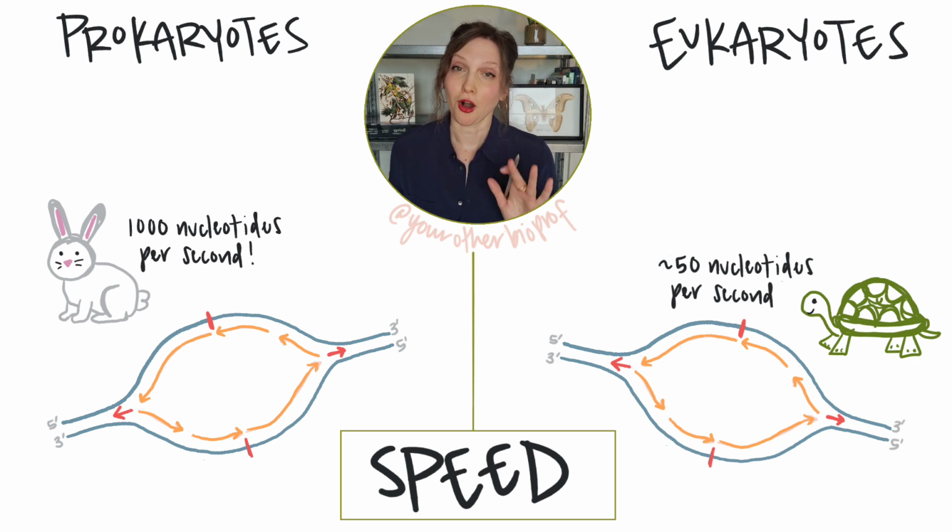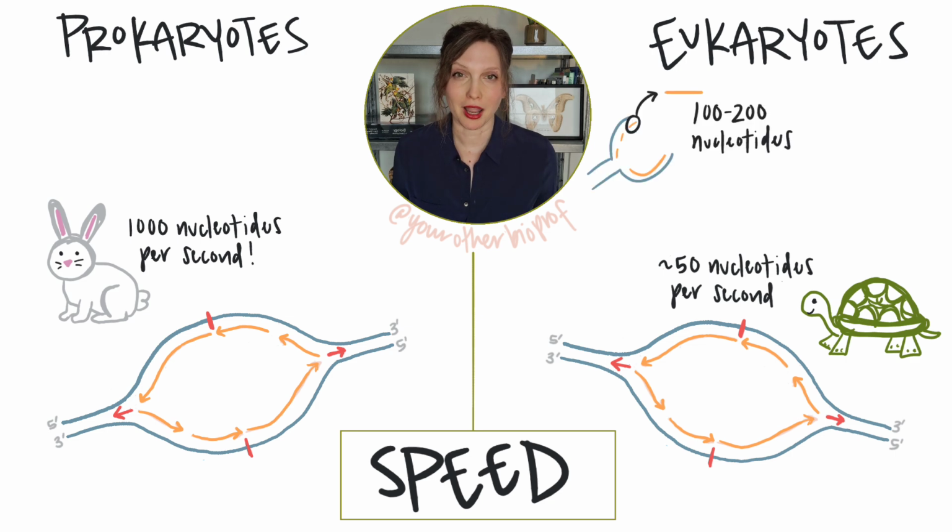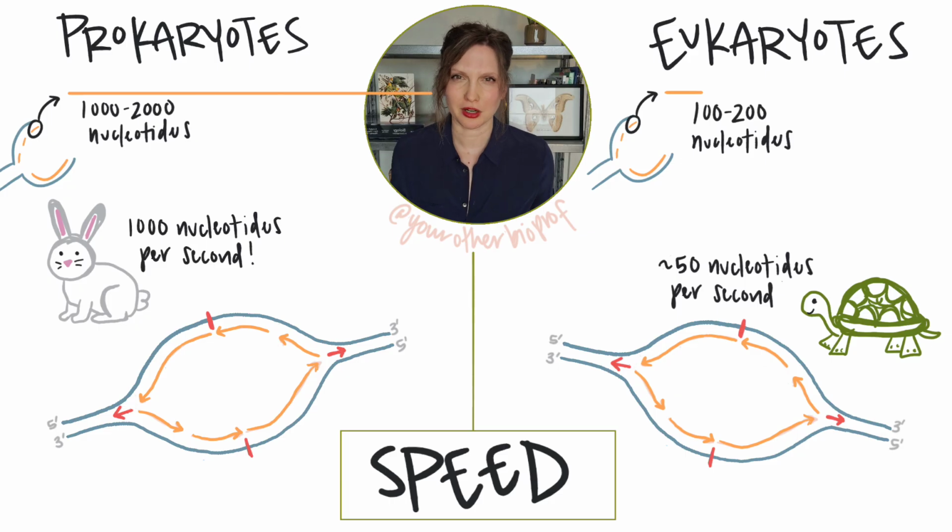Now, us eukaryotes are slowed down quite a bit by our much shorter Okazaki fragments, about 1/10 as long as the ones that prokaryotes make. Why? Well, our DNA packaging probably influences this as well. And shorter fragments means more fragments, which means more ligation, which is a slow process.